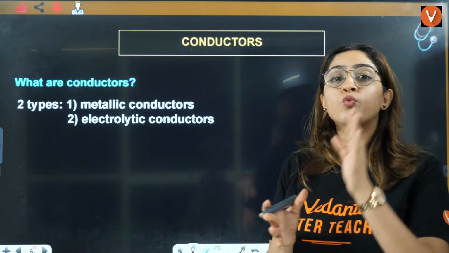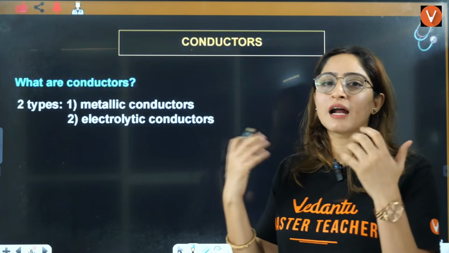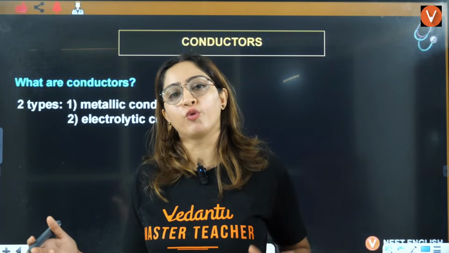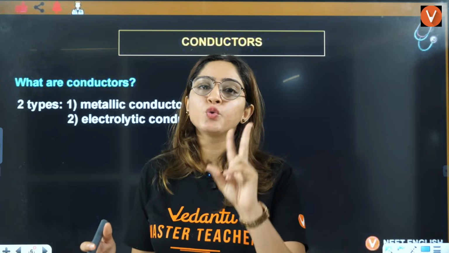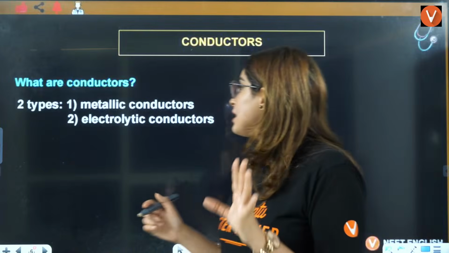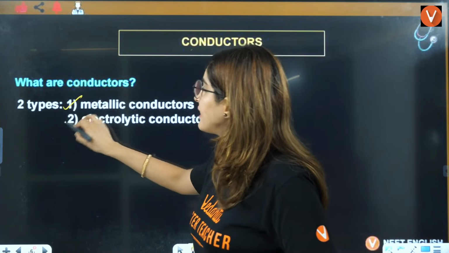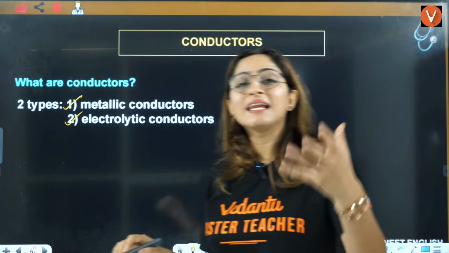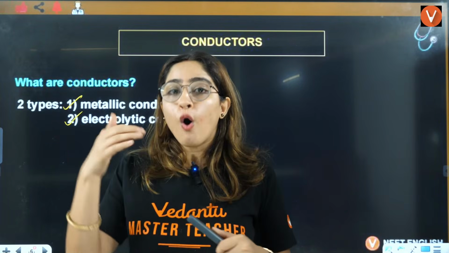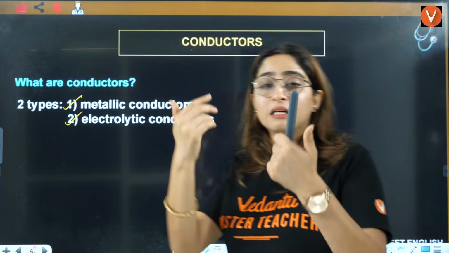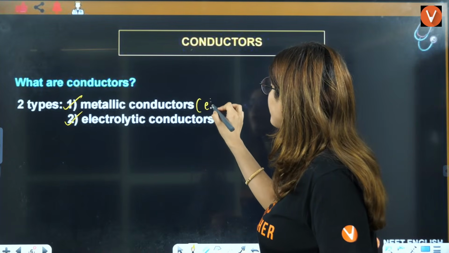Now, based on what is making the current flow, that will define the two types of conductors that you have. The first conductor is the metallic conductor. The second is the electrolytic conductor. A metallic conductor is one through which the current flows with the help of electrons.